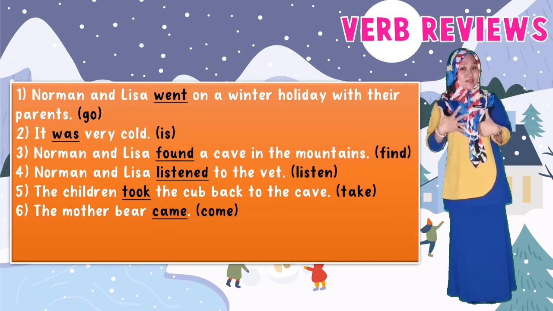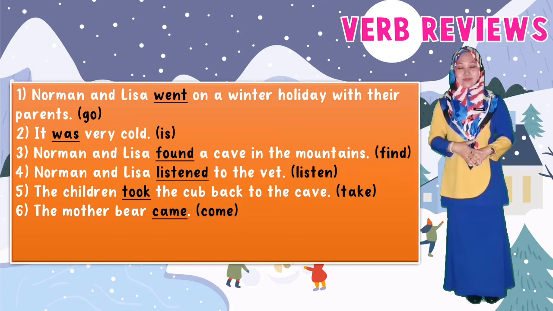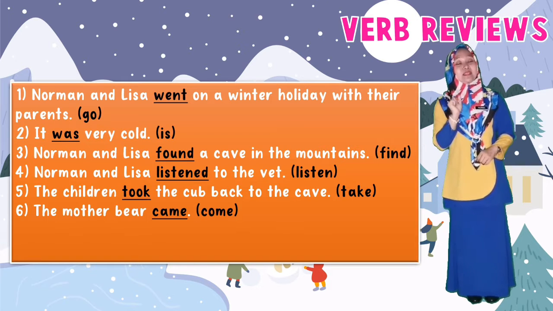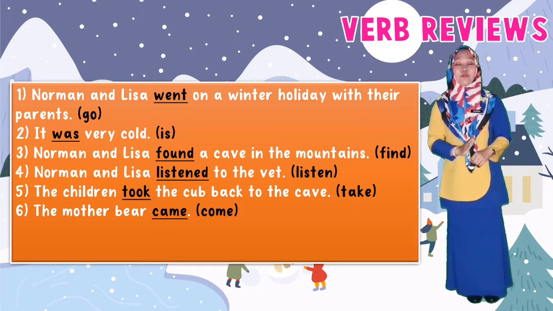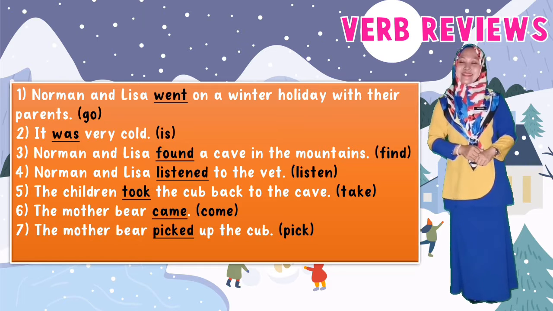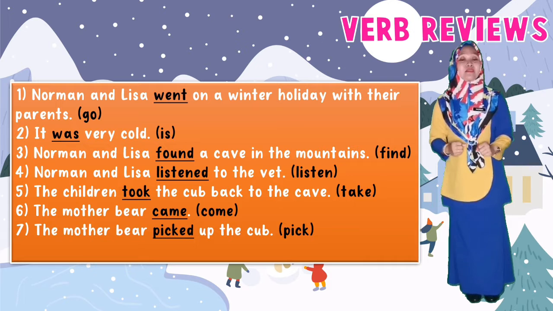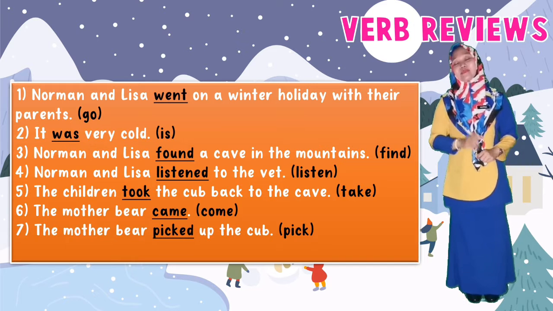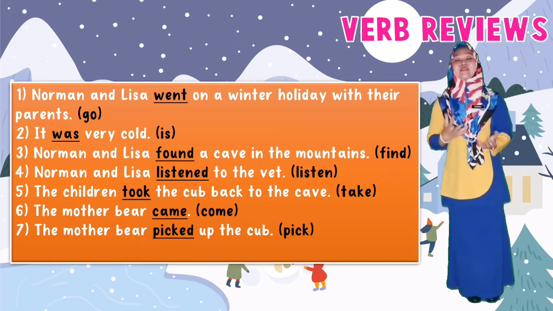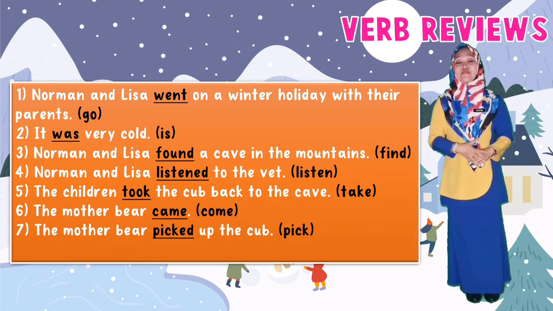Sentence number 6. The mother bear came. The word came in this sentence is the past form of the verb come. Sentence number 7. The mother bear picked up the cup. The word picked in this sentence is the past form of the verb pick.